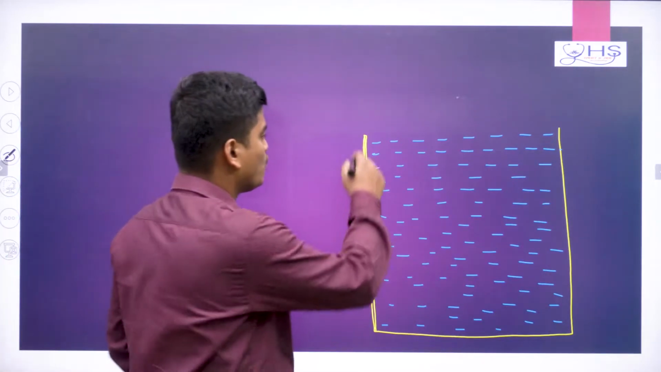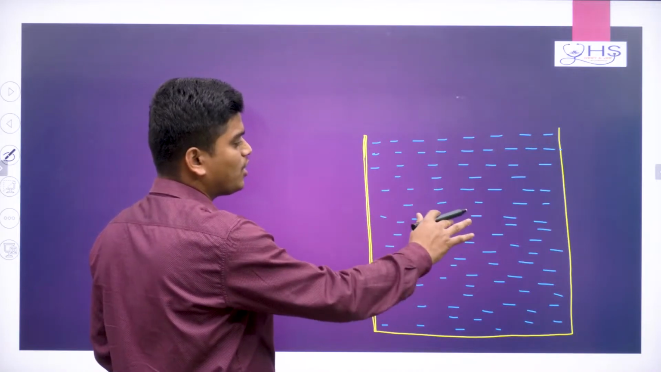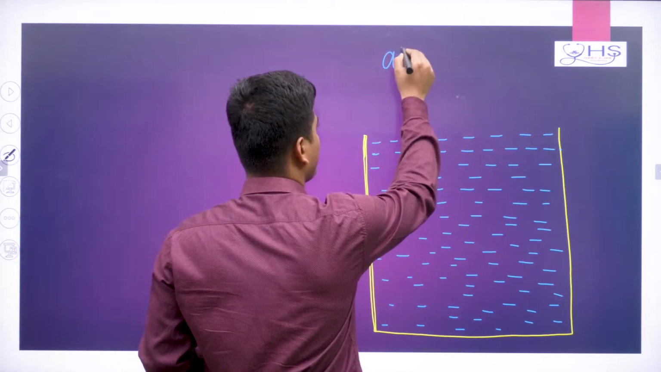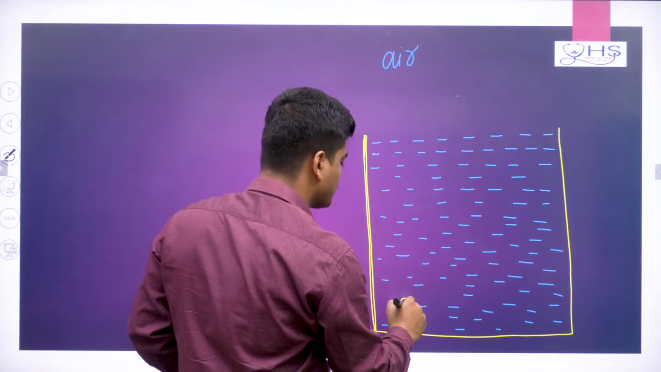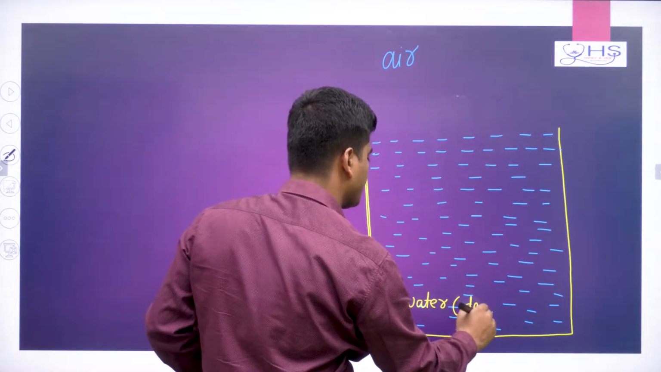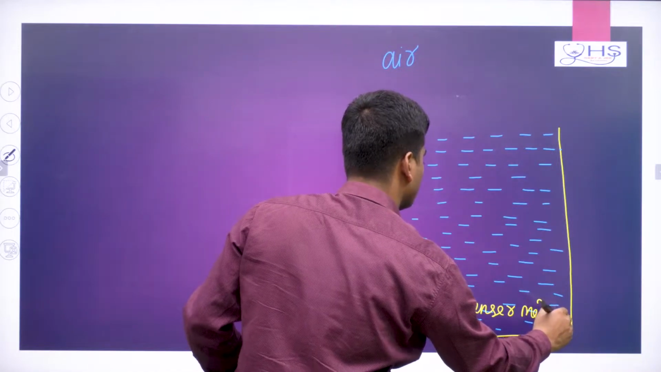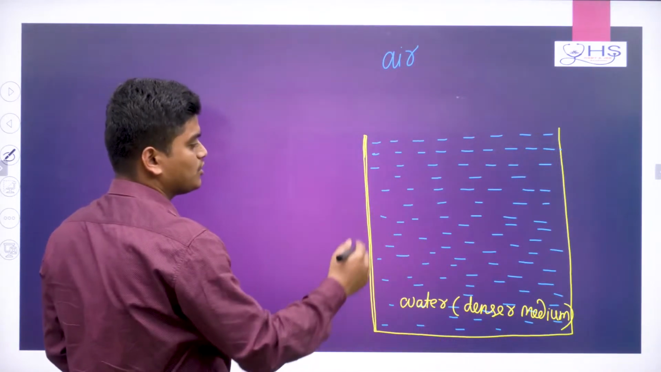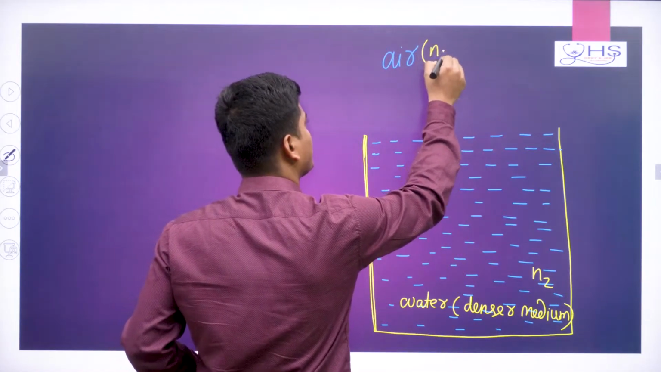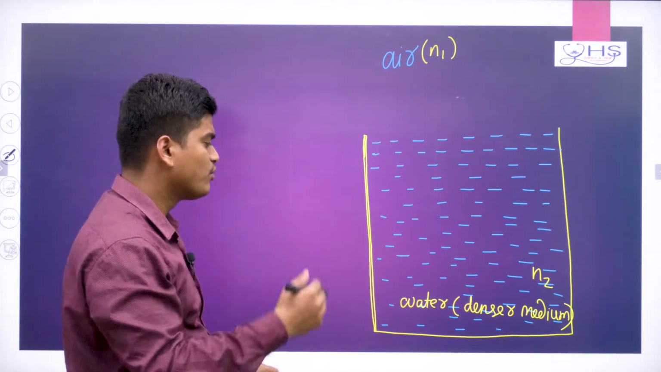So here we have a beaker. In this beaker we have some water, a denser medium, and here you have the air medium. Let's consider it is water, or you can consider it a denser medium, or any other liquid. Here the refractive index you can take as N2, and here the refractive index you can take as N1. Now in this denser medium we have one object.